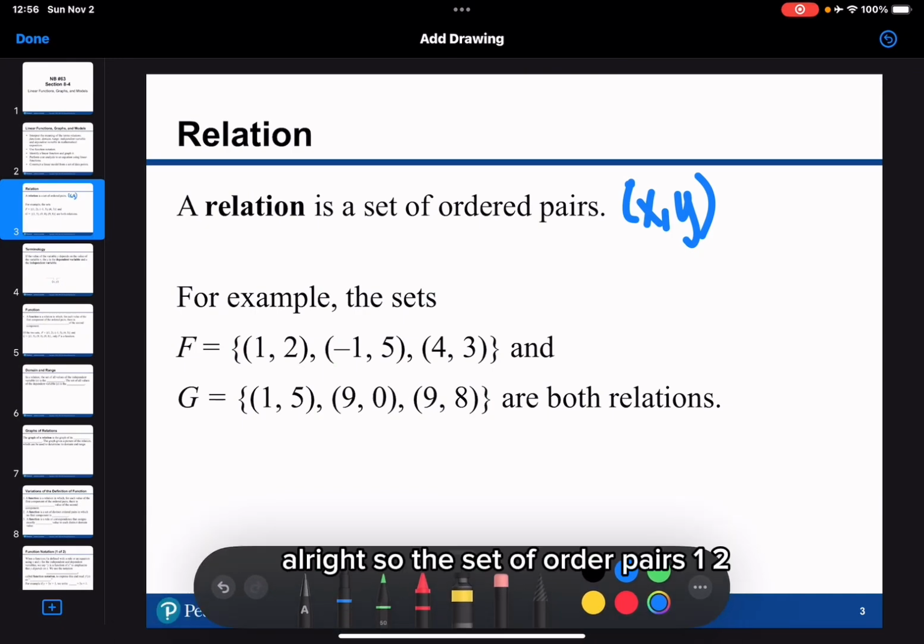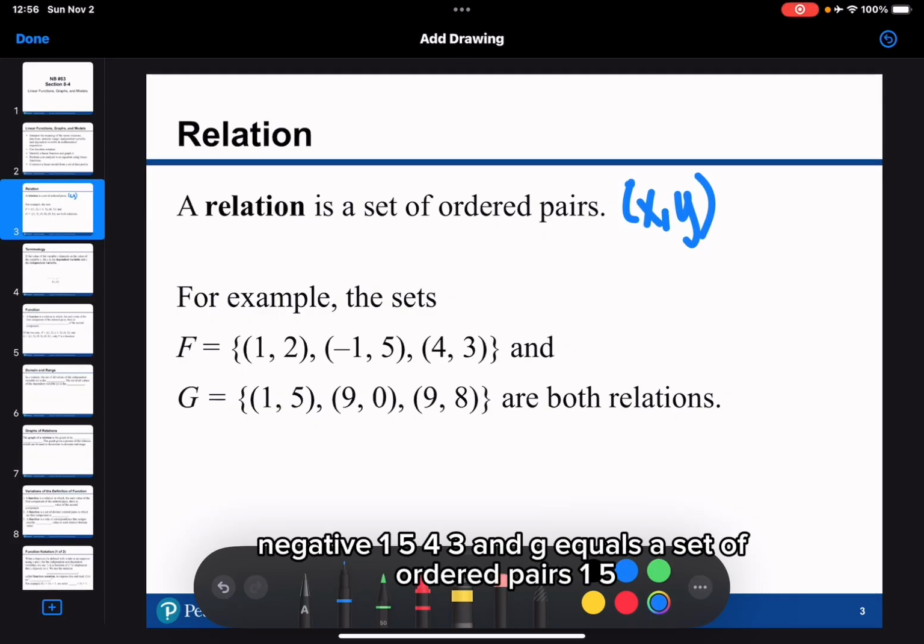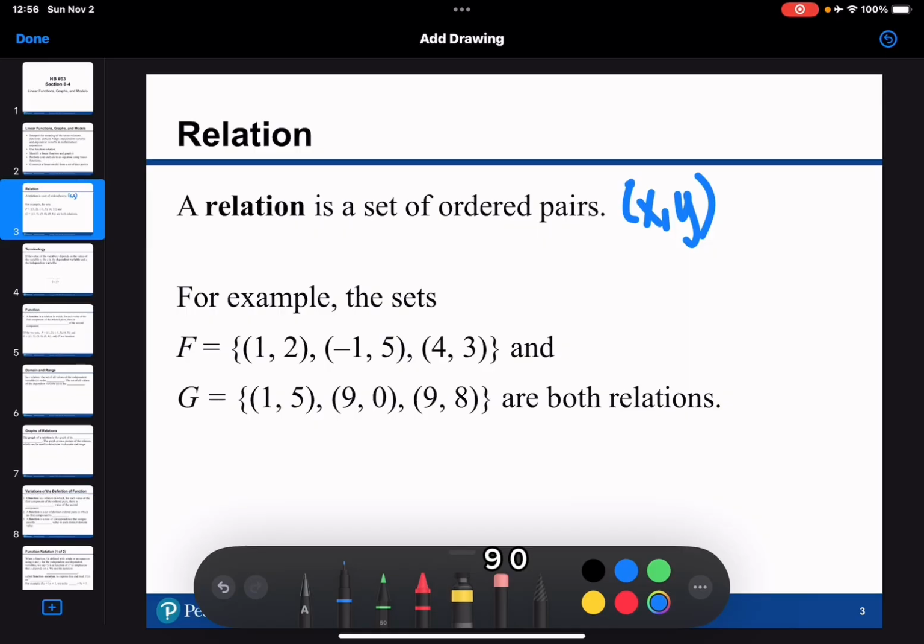All right? So f is the set of ordered pairs (1, 2), (-1, 5), (4, 3). And g equals a set of ordered pairs (1, 5), (9, 0), (9, 8). Both are relations. It's a set of ordered pairs.